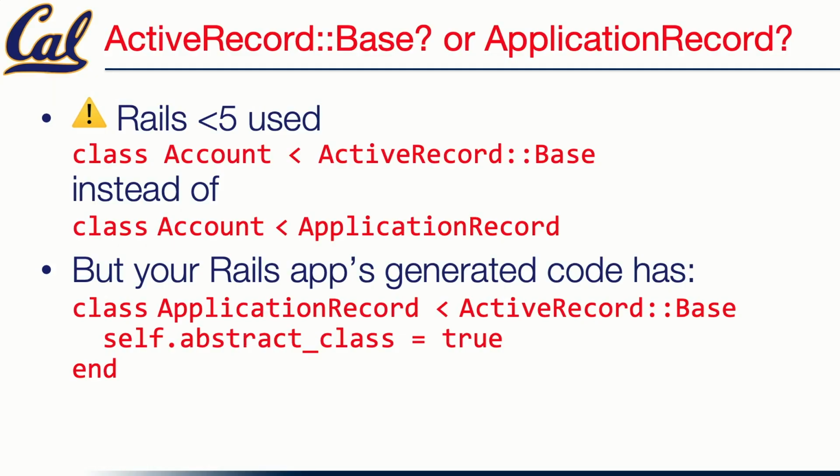Because this is setting abstract class to true, presumably that must mean that there are times when you would want it to be false. And maybe that has something to do with why you're supposed to inherit from application record. And you're very much on the right track with that.